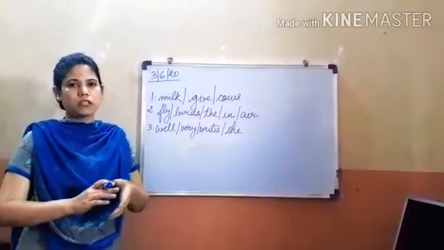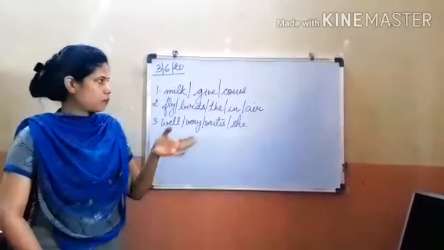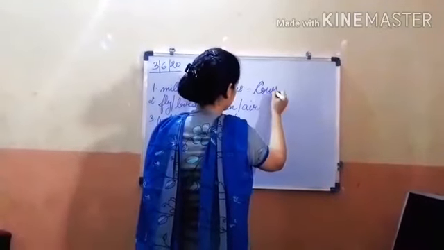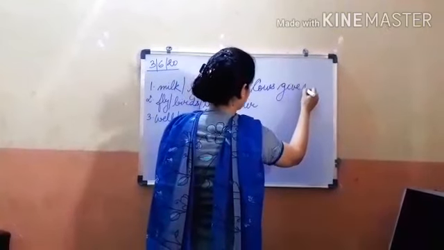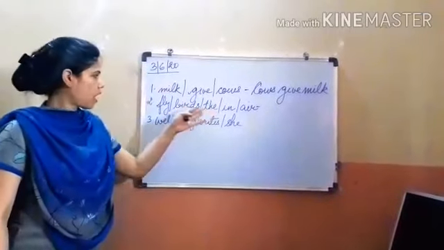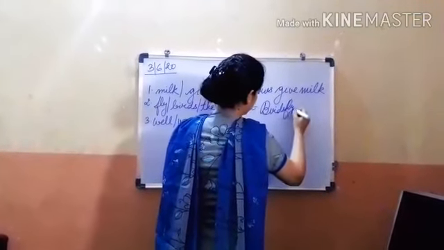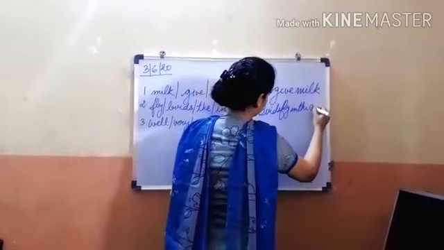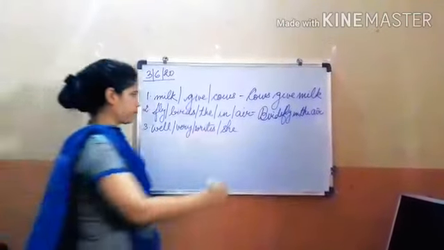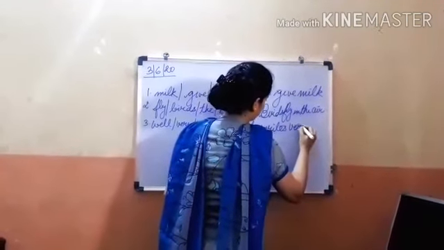But if I arrange the same group of words in proper order, it is going to give a complete sense. For example, the first one: cows give milk. Second one: birds fly in the air. And last one is: she writes very well.